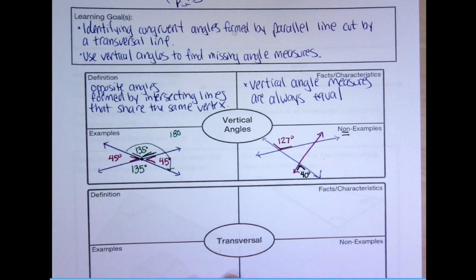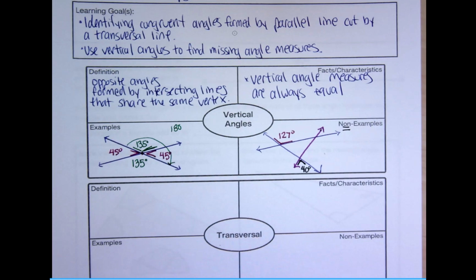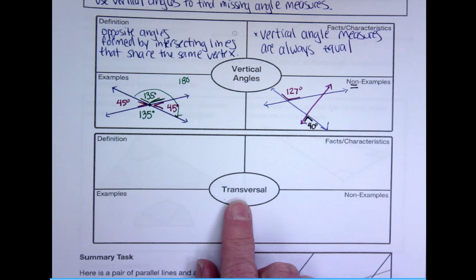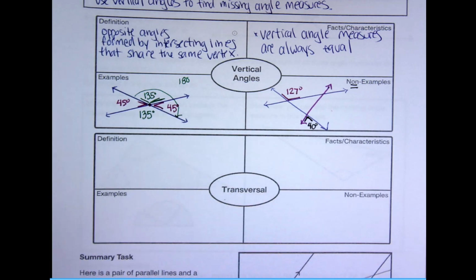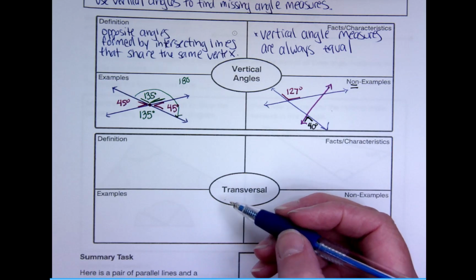We'll be looking at vertical angles a lot in some of our figures to come when we talk about parallel lines and transversals. But that's our other vocabulary word, transversals. And a transversal is a line that cuts across two or more other lines.